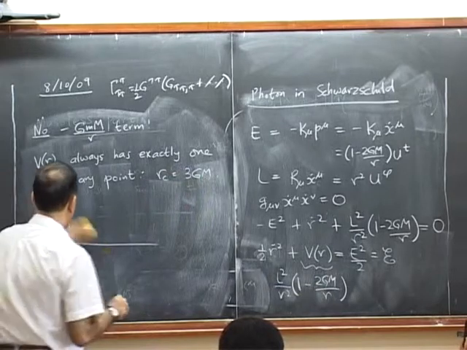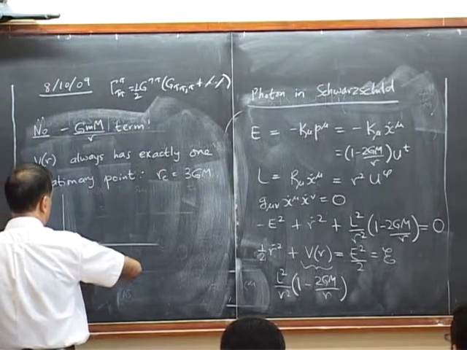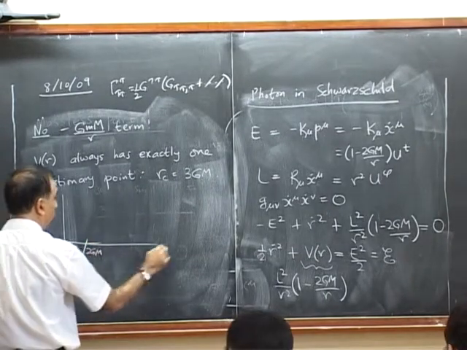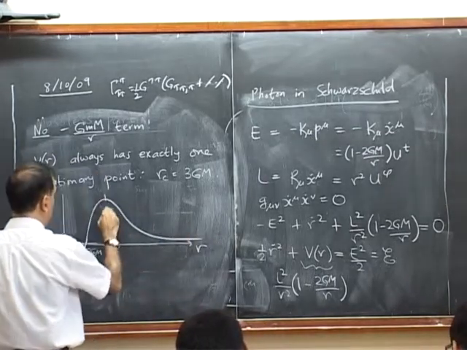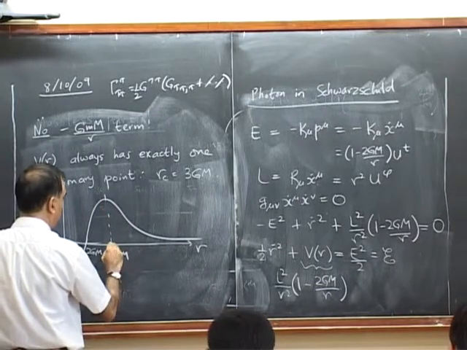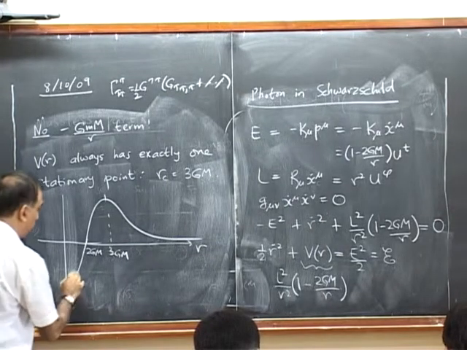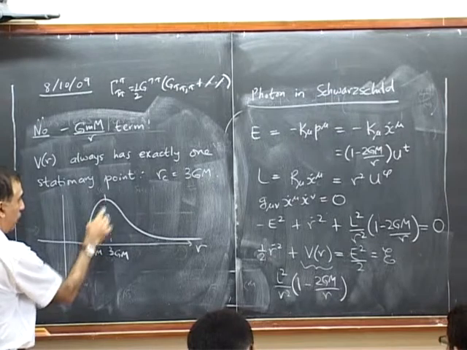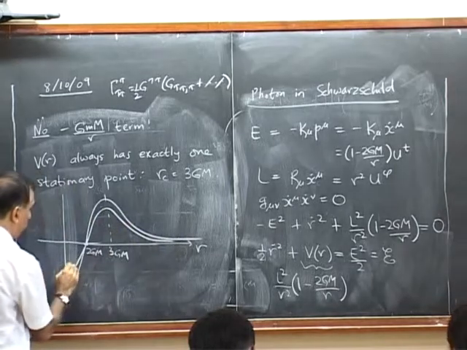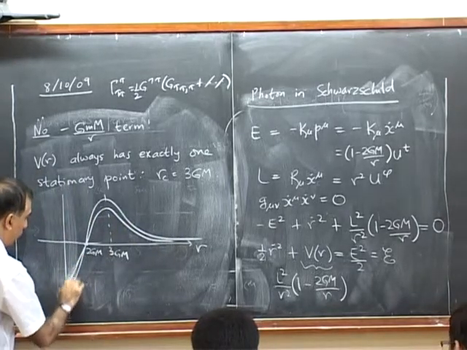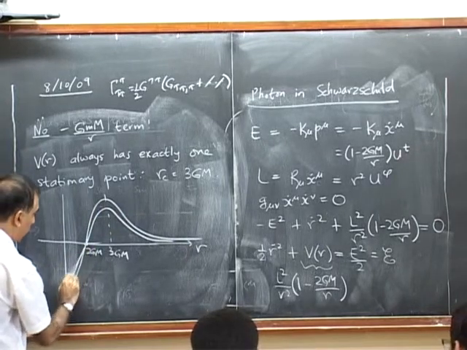Therefore, the shape is quite easy to plot. It has to come from here, pass through this point which is 2GM, then go up, turn round and come down, and this point is 3GM. If this is the behavior for one particular angular momentum, then for another one, it still has to pass through this point and turn at this point. So, for example, it can go like this. This is not very good. All of these things go to minus infinity. But this is obvious.